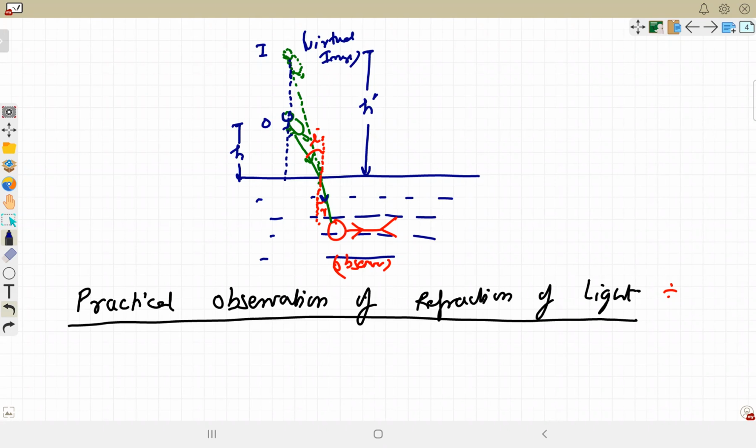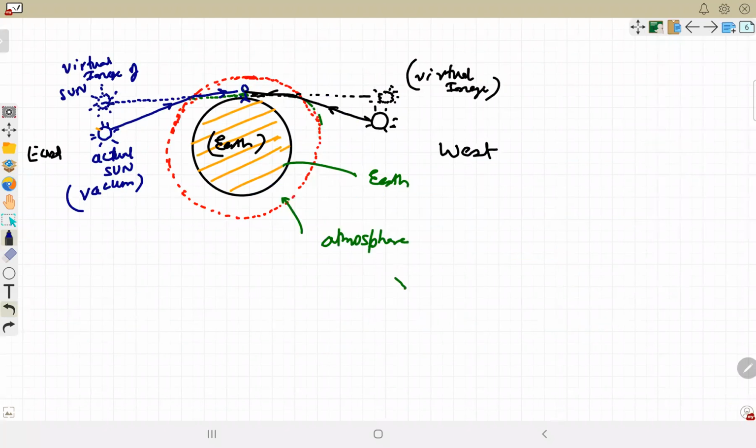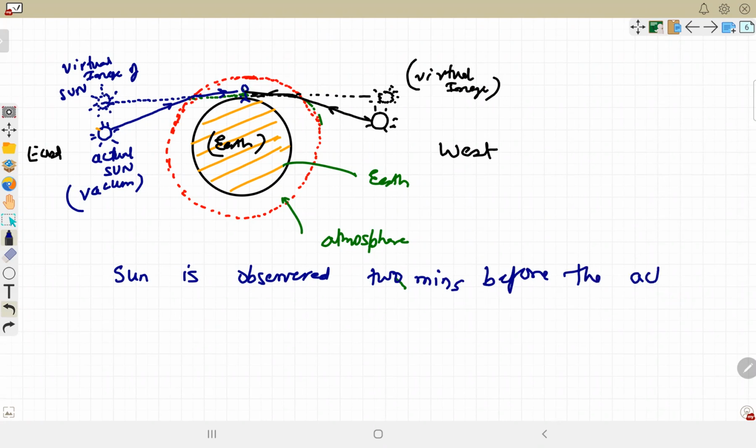बस यही वहां पे हो रहा है. Exactly same scenario is there. So we can write that sun is observed or seen tentatively around 2 minutes before the actual sunrise.